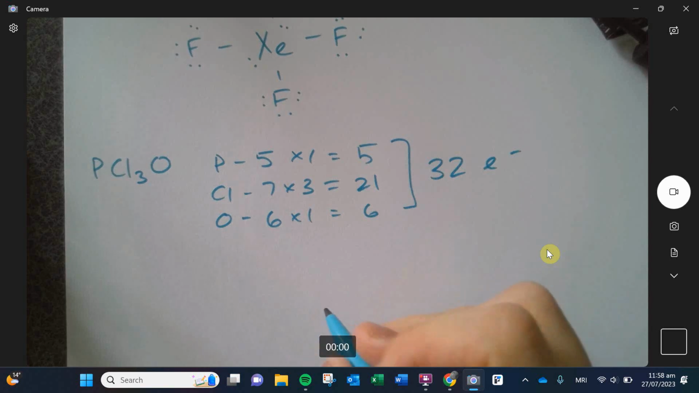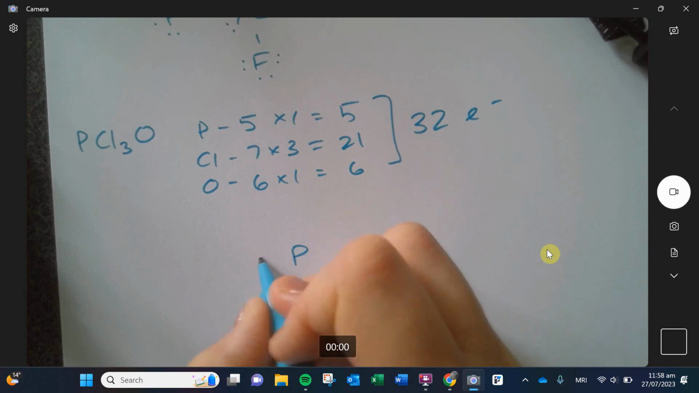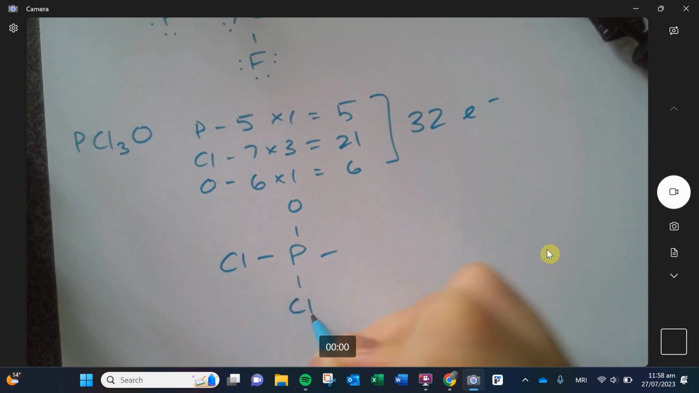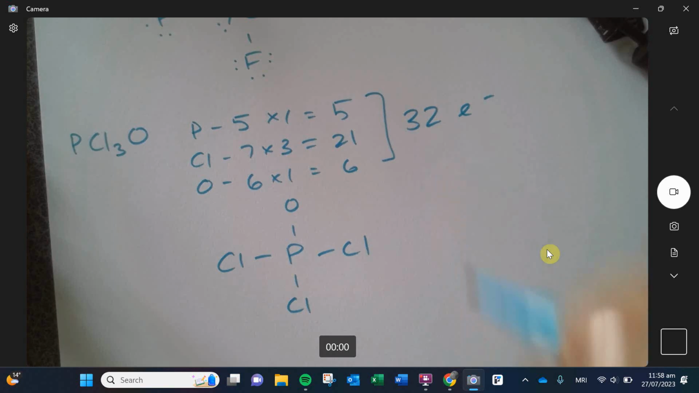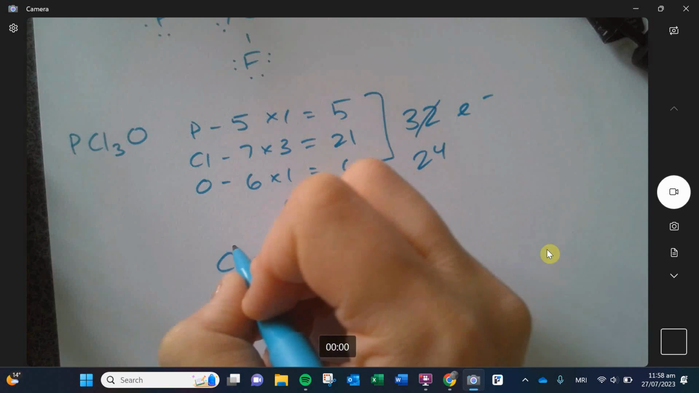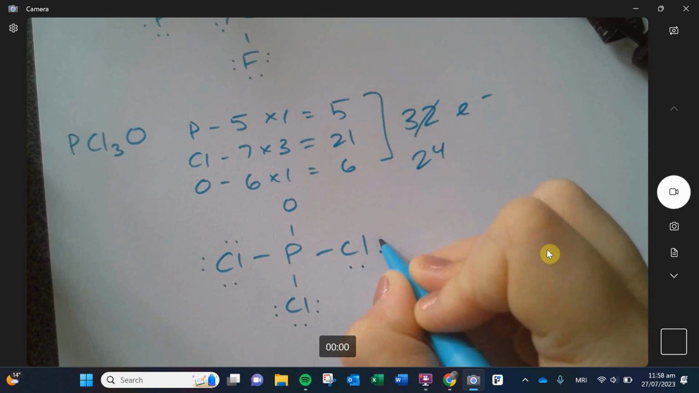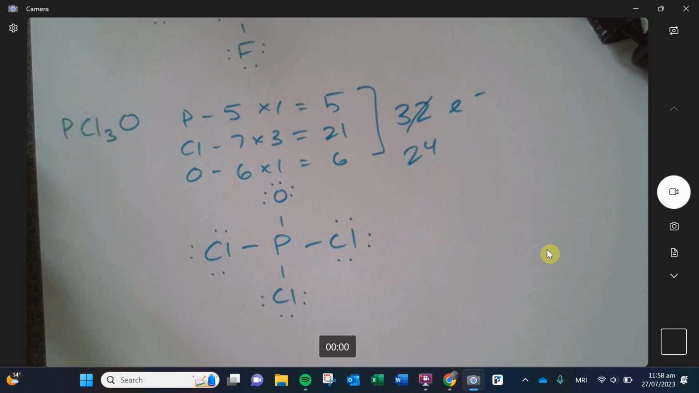Phosphorus will be our center atom because it is able to have the most bonds to it. Oxygen, chlorine, chlorine, chlorine. And we have 2, 4, 6, 8 that we have used. So 32 minus 8. Now this is where my mental math stops working. That's 24 left over. All right. So 1, 2, 3, 4, 5, 6, 7, 8, 9, 10, 11, 12, 13, 14, 15, 16, 17, 18, 19, 20, 21, 22, 23, 24. So that is the answer that I have from there.